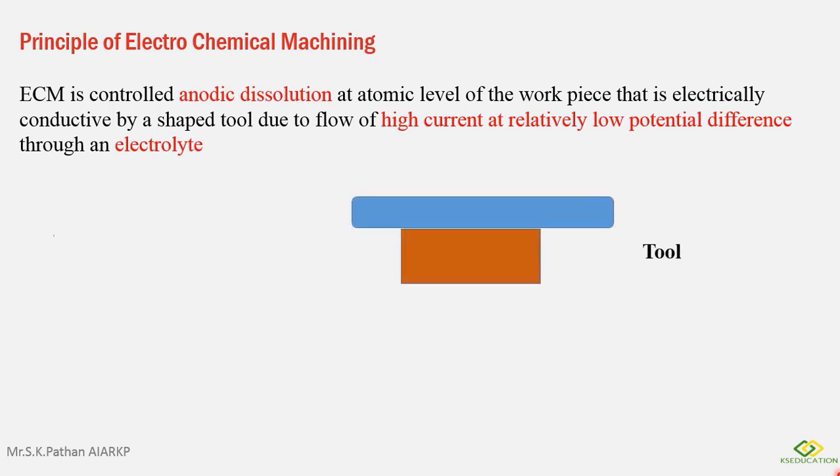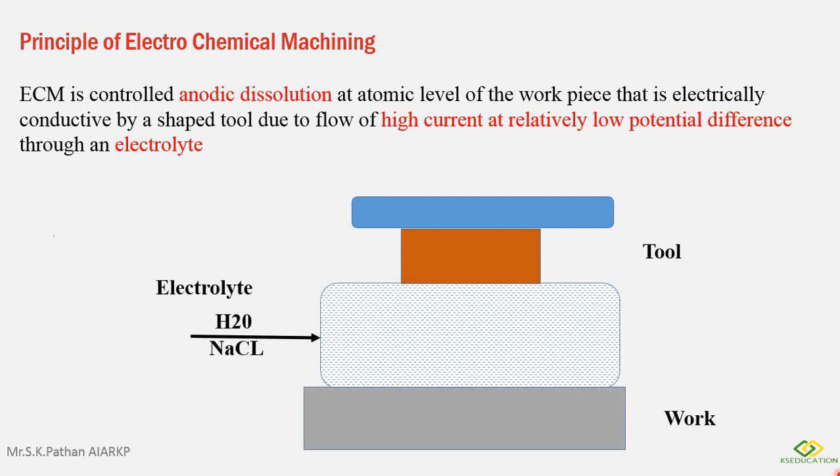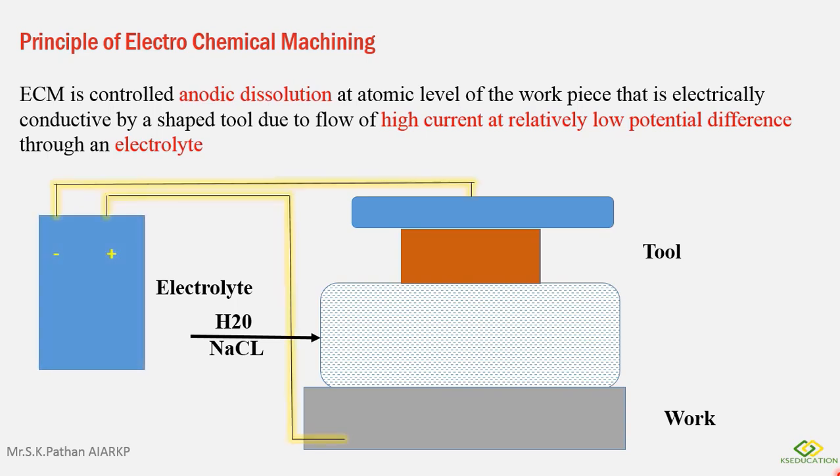So there is a tool and there is a work, and in between this tool and work there is an electrolyte in the form of flowing electrolyte, and it is a mixture of water and sodium chloride. We supply a high ampere current and low voltage; the work becomes the anode and the tool becomes the cathode.